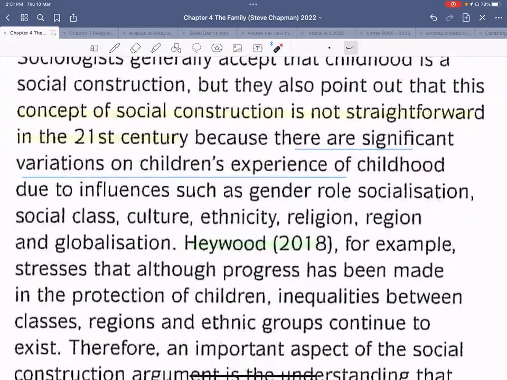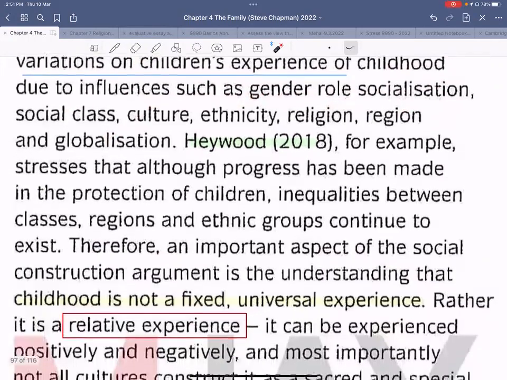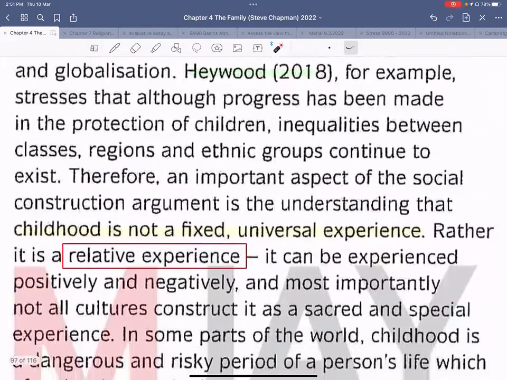Now, in the 21st century, because there are significant variations in children's experience of childhood due to influences such as gender role, socialization, your social class, your culture, ethnicity, religion, region, globalization. Hayward in 2018, for example, stresses that although progress has been made in the protection of children, inequalities between social classes, regions, and ethnic groups continue to exist. Therefore, an important aspect of the social construction argument is the understanding that childhood is not a fixed universal experience. Rather, it is a relative experience.